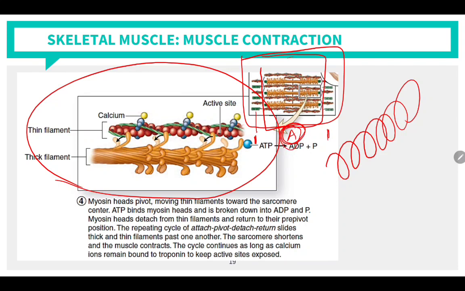Habang nangyayari ito guys, the ATP binds the myosin heads and is broken down into ADP and P. Bakit need ma-broken down ng ATP, sir? Because kailangan ma-breakdown ng ATP for us to have energy. 'Di ba ganoon naman talaga nangyayari? You need to break down the ATP to ADP and phosphate for the energy to be released. So, sir, does it mean that contracting your muscle uses energy? Yes po. Okay, so please understand that muscle contraction uses energy. That's why in every movement that we do, napapagod tayo. Okay? Napapagod tayo. Let's check number 5.